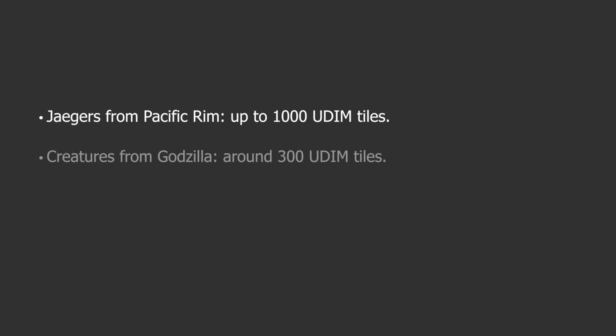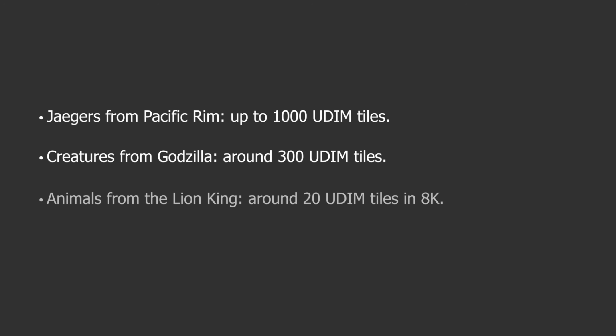Some creatures in the Godzilla movies had around 300 UDIMs. You can see it's way less than those robots from Pacific Rim, and still sufficient for this kind of project. Some animals from the Lion King live action had something around 20 UDIMs in 8K resolution. They were, of course, covered in fur for the big part, so you couldn't see everything, but again, you can see the count is way less and still sufficient.